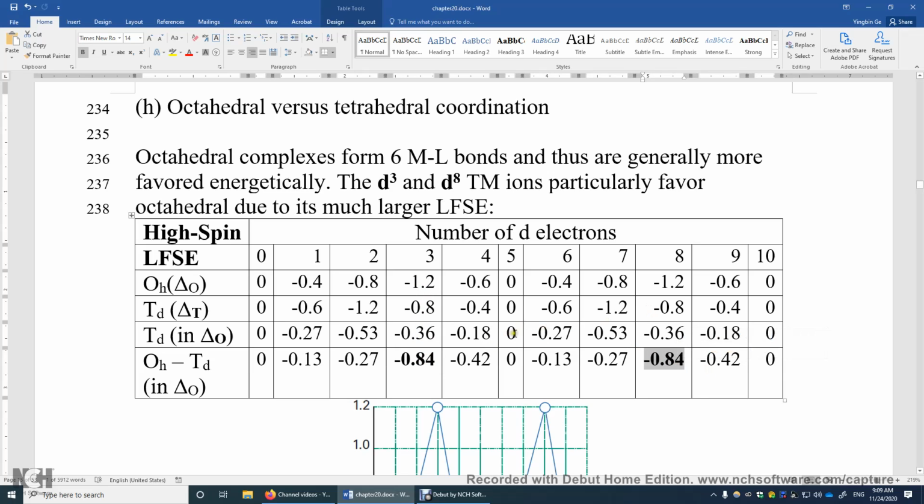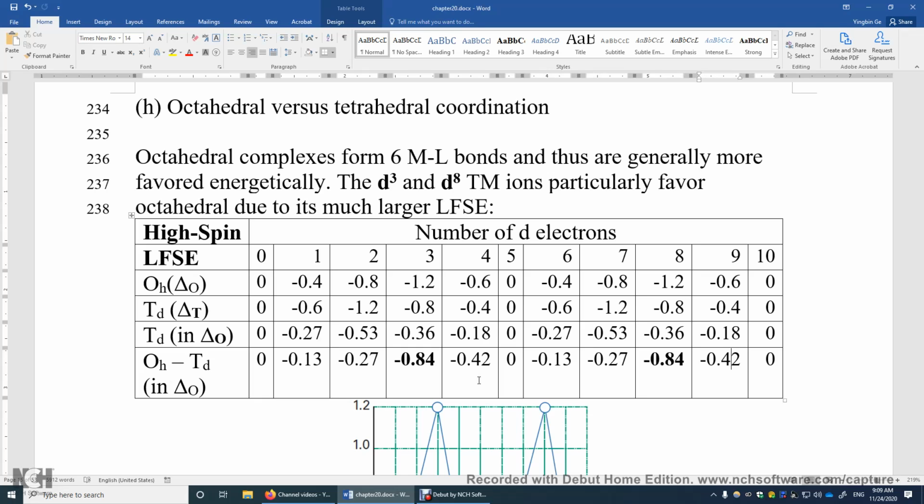All right, so what about other cases? Well, if you have D4 or D9, I would still choose octahedral over tetrahedral. Negative 0.42, although it's smaller than 0.84, is still quite significant. Delta O, again, is roughly 20,000 wave numbers, plus or minus 10K.